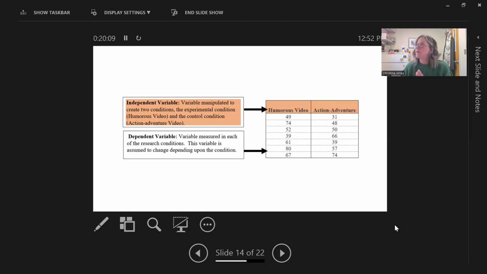A helpful thing that I always say to remember the difference between dependent variable and independent variable is I always think the dependent variable depends upon the condition for the independent variable. So it depends on the independent variable. Hopefully that'll help you a little bit.